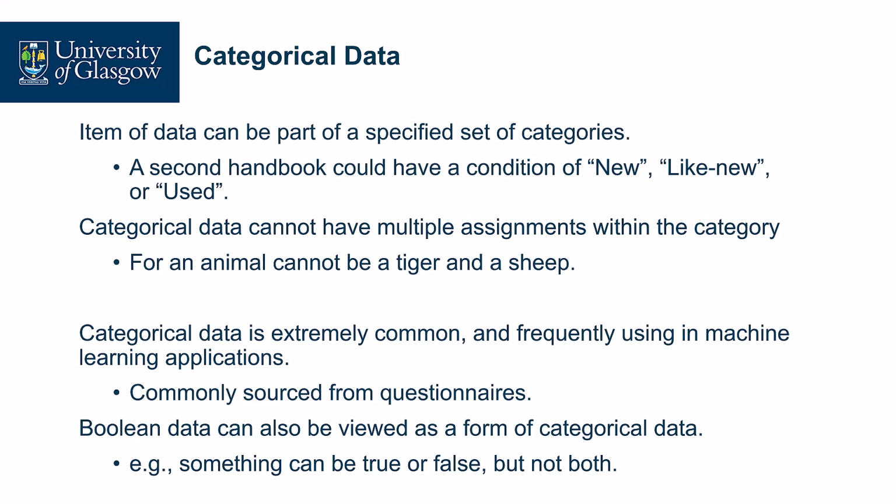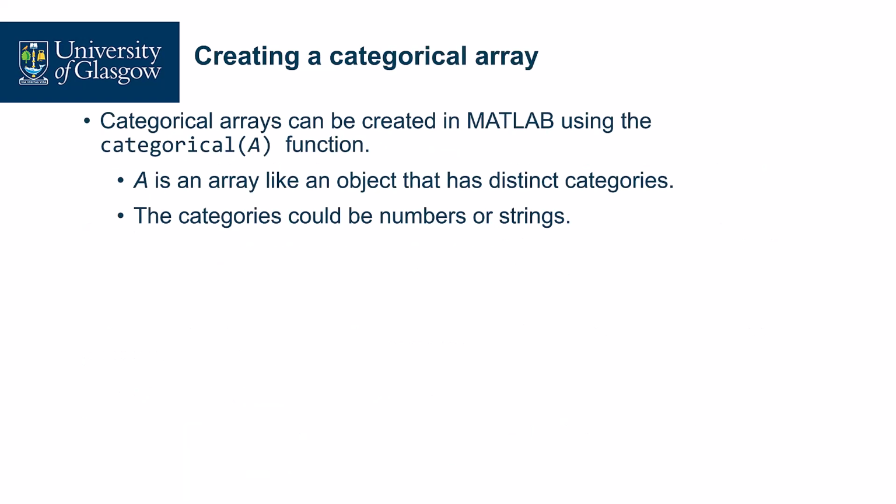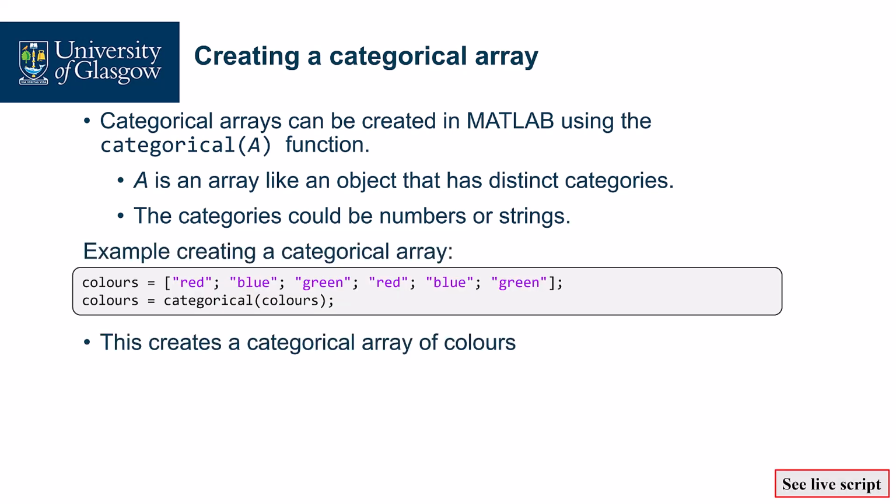So now we have categorical data. How to handle them in MATLAB? We can create a categorical array using the categorical function. So categorical parentheses A. What is A? A is an array or a matrix. We can say it's an object that has distinct categories. These categories can be numbers or can be strings. So let's show an example.